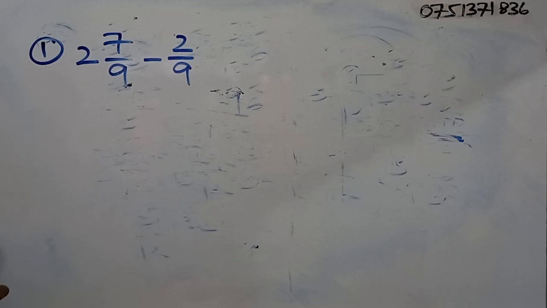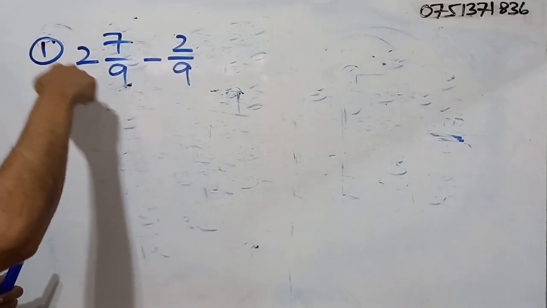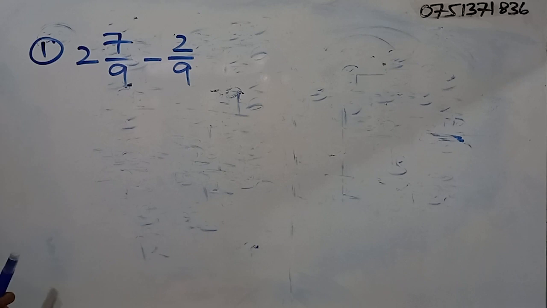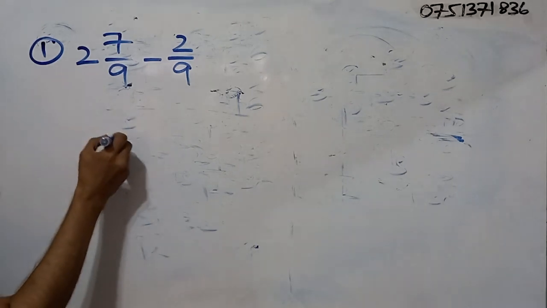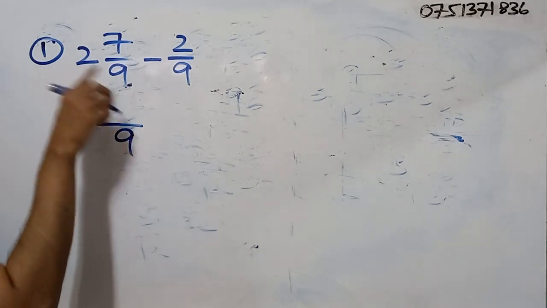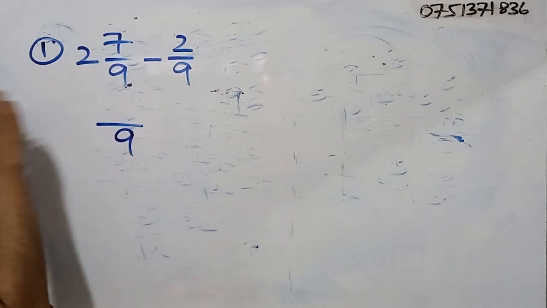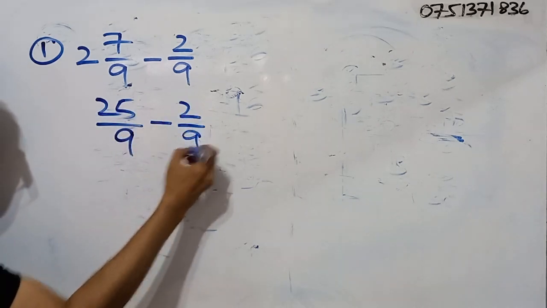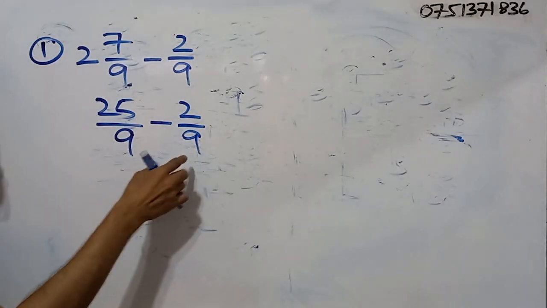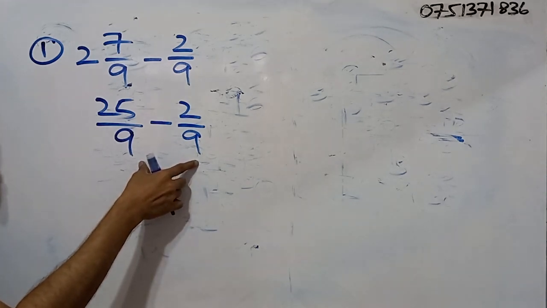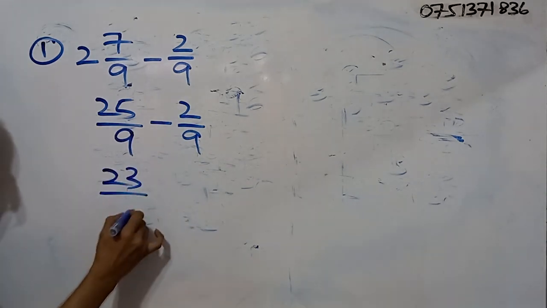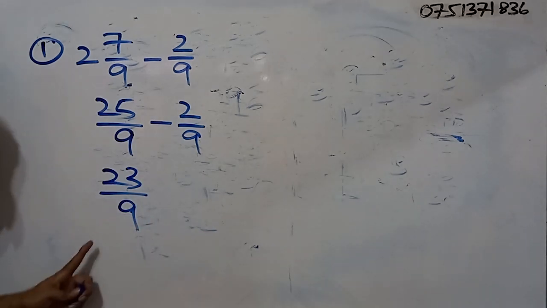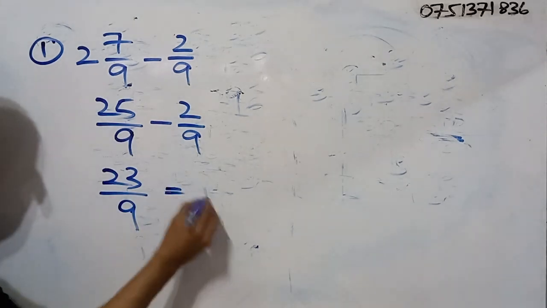Right. So this is the first example of the tute. So here we will convert this fraction into what? Improper fraction, right? So denominator will be 9. 9 into 2, that is 18. 18 plus 7, what do we get? 25. Minus 2 by 9. Here we have two fractions where the denominators are same. So what will be the answer? 23 by 9. But we have to simplify this, right?